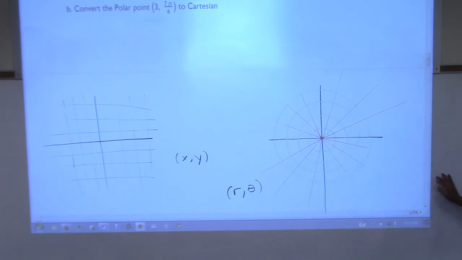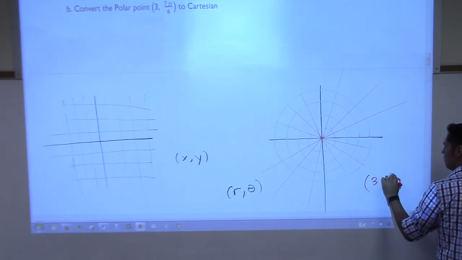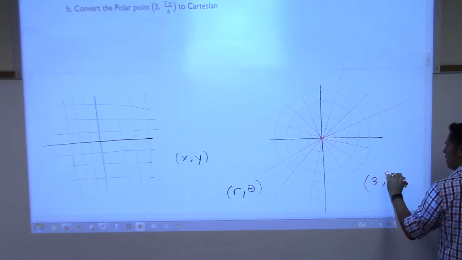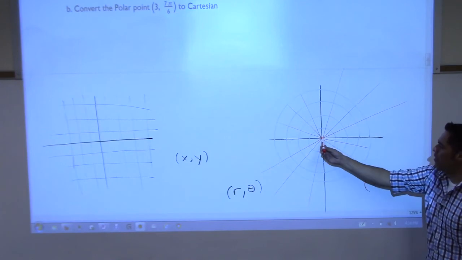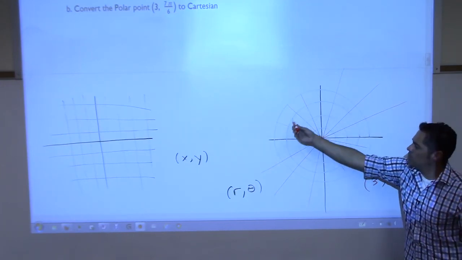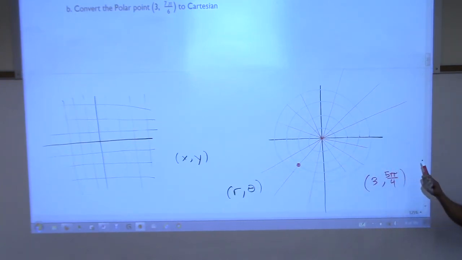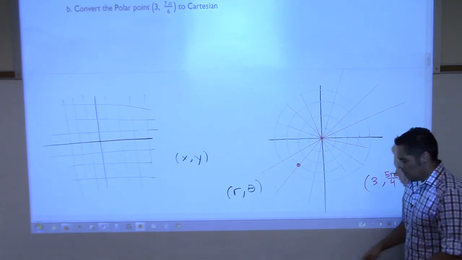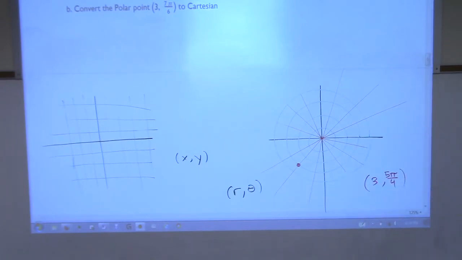Get the idea? So now if you want to graph like (3, 5 pi over 4), you would just go out 1, 2, 3, and then go to 5 pi over 4, which would take you here. See how polar graph paper would work? Just know it's out there. We're going to wrap it up. We will come back and continue. Yeah, any questions?